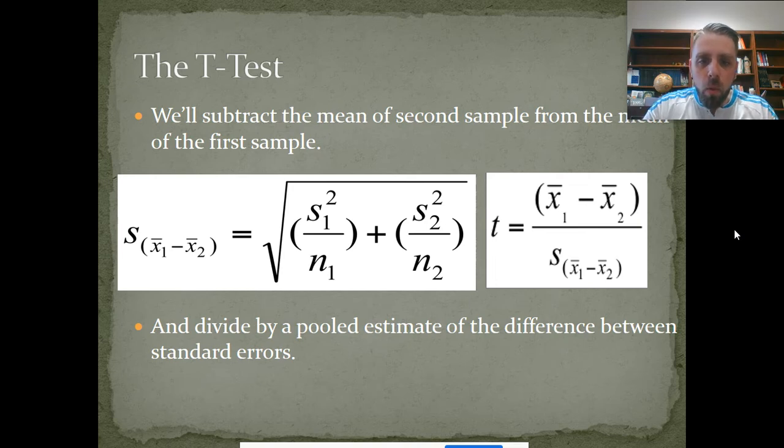So follow my cursor here, we do this formula on the left side of the screen first. We plug that into the denominator of the t formula and divide that into the difference between x bar 1 and x bar 2. In other words, as I write on my PowerPoint, we are subtracting the mean of the second sample from the mean of the first sample, and then we're dividing by this pooled estimate of the difference between the standard errors.